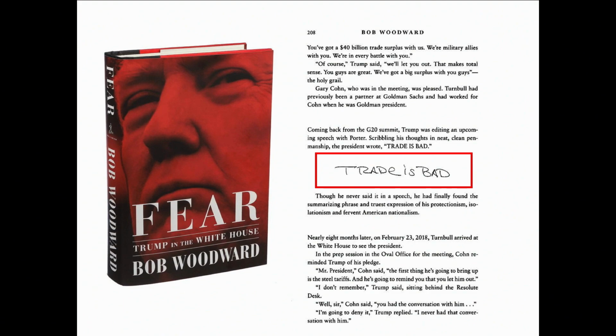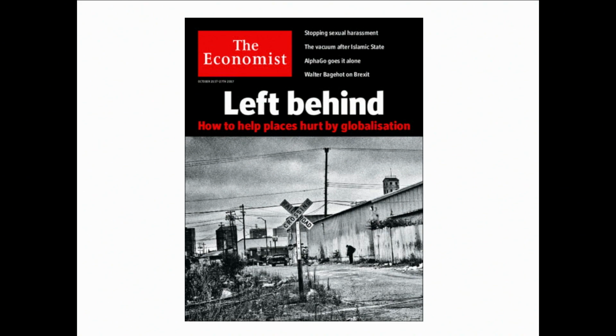But President Trump, deep in his heart, believed trade is bad. This is his own handwriting, coming back from a summit, reproduced in Bob Woodward's book. And so why? Well, because not everyone has benefited from trade. We have to help those left behind. And who have been hurt the most? Auto workers, steel workers, all manufacturing. We got to help them out by imposing tariffs.